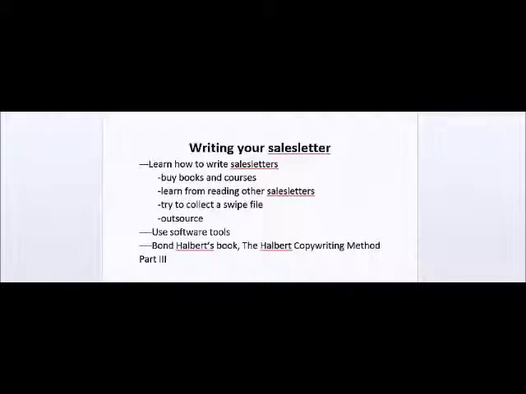And for that, I recommend you buy this book on Amazon. It's a book by Bond Halbert, and the title of the book is The Halbert Copywriting Method Part 3. And Bond Halbert is the son of the great copywriting master Gary Halbert. Okay, but the Halbert Copywriting Method Part 3 teaches you how to edit a rough draft of a sales letter. So this is great for editing sales letters that are created by these sales letter software tools. It teaches you how to smooth it out and make it more appealing.